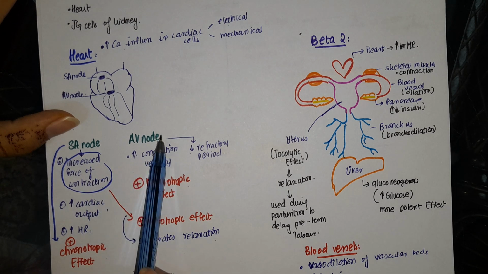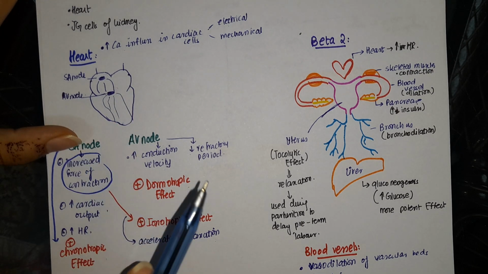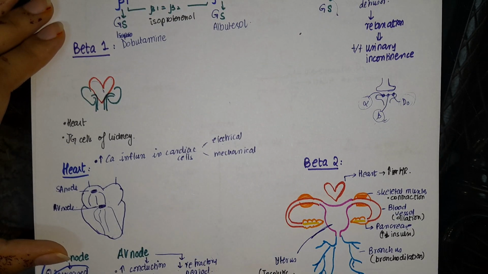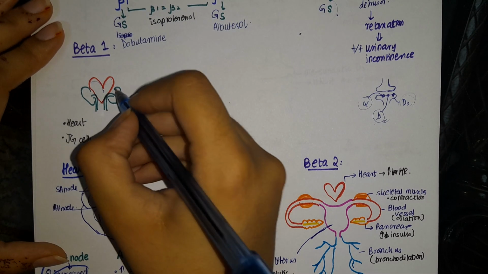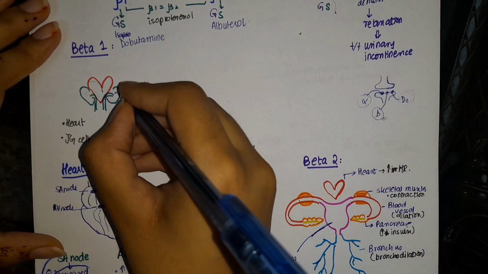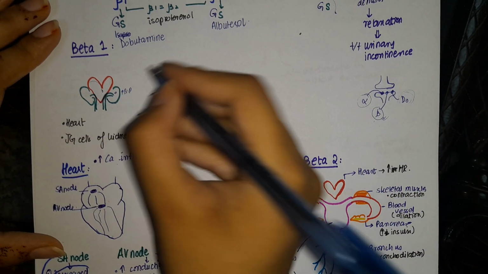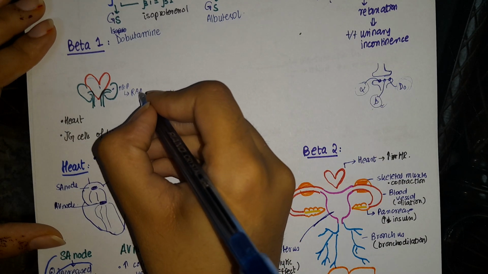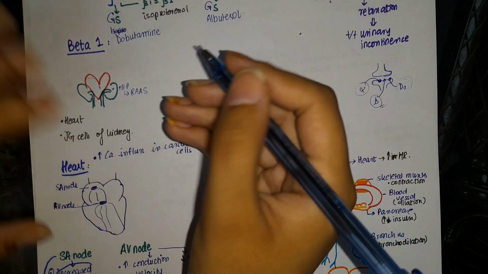For increase in the AV nodal conduction velocity, we will have positive dromotropic effect. So these three effects are observed whenever the beta 1 receptor is stimulated. Understood? And on the juxtaglomerular cell of the kidney, whenever you observe increase in blood pressure, this increased blood pressure will go to the juxtaglomerular cells of the kidney. It will activate the renin-angiotensin system. You will have decreased blood pressure.